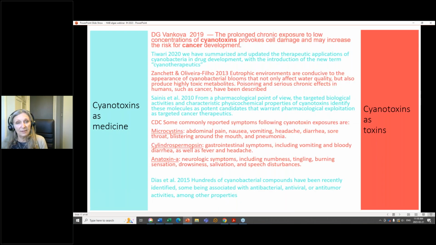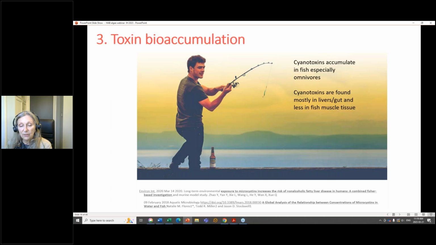This just doesn't seem right to me, that cyanotoxins can be cancer promoters, as the references in red here show, and they can be used as a chemotherapy drug, the references shown in blue. Of course, as with so many things in medicine, it's all a question of dose. As I mentioned, is this relatively new research?